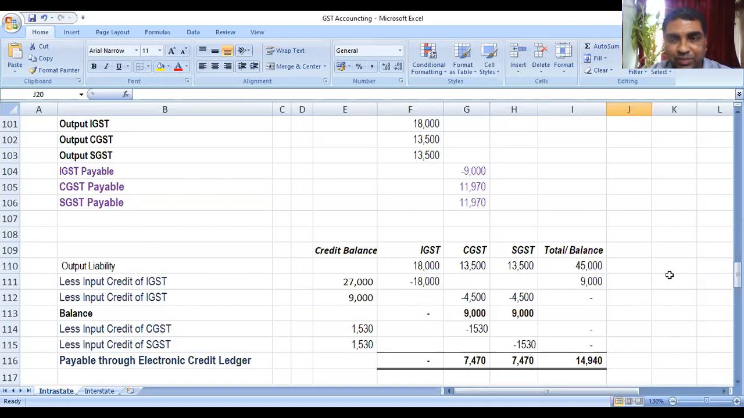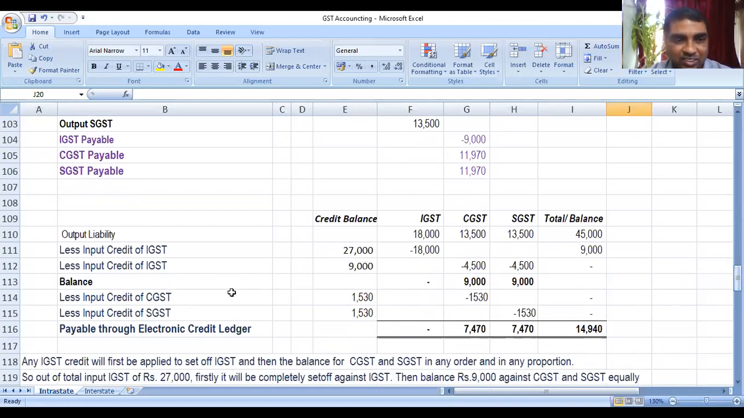We have CGST input tax credit and SGST input tax credit. What can be done now? First, CGST input tax credit 1,530 adjusted. SGST input tax credit 1,530 adjusted. So how much is payable for CGST? 7,470. And SGST payable is 7,470. So the total amount payable is 14,970.